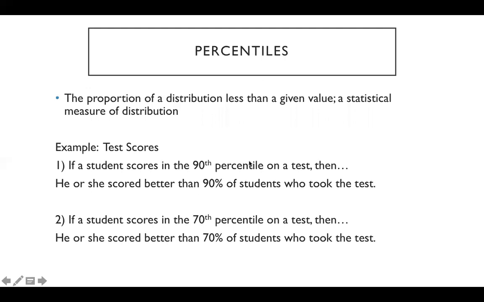Percentile is just the proportion of a distribution less than a given value. So it's really just a statistical measure of distribution. I just have 2 examples of percentiles when you're talking about test scores, for example. I think that's the most relatable example. If a student scores in the 90th percentile on a test, then he or she scored better than 90% of students who took the test. Same example, if a student scores in the 70th percentile on a test, then he or she scored better than 70% of students who took the test.